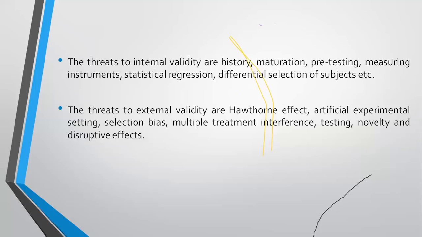The threats to internal validity can be history, maturation, pre-testing, measuring instruments, statistical regression, differential selection of subjects. I would like to explain what I mean by those terms. The threat to internal validity, starting with history.